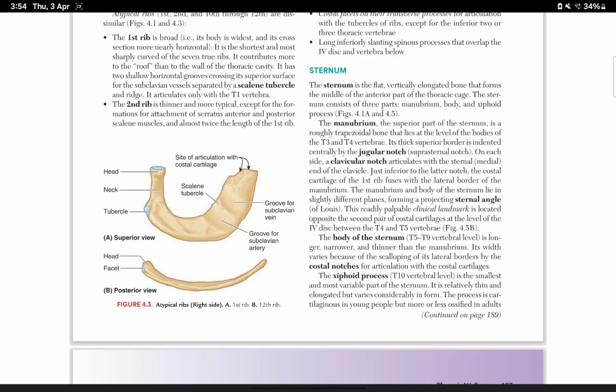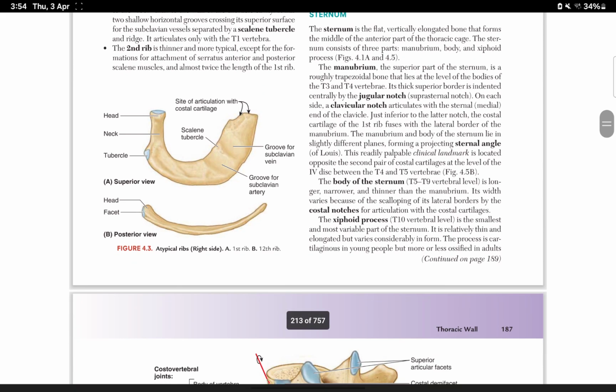The body of the sternum, T5 to T9, is longer, narrower, and thinner than the manubrium. Its width varies because of the scalloping of its lateral border by the costal notches for articulation with the costal cartilages.